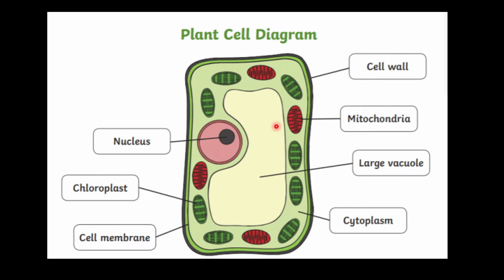So the vacuole. A vacuole is a fluid-filled space inside a cell which is surrounded by its own membrane. Okay? So plant cells have very large permanent vacuoles which contain a solution of sugars and other substances called cell sap. So what is cell sap? Cell sap is the fluid that fills the large vacuoles in plant cells.